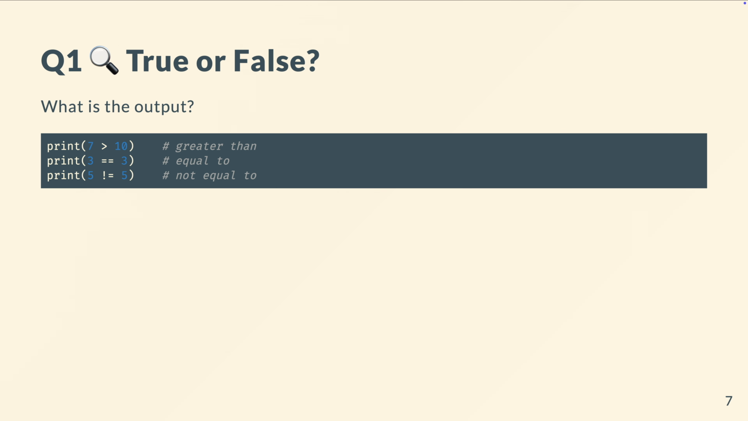Now, question 1. What is the output of these three print statements? First, print 7 greater than 10. Second, print 3 double equals 3. Third, print 5 not equal to 5. Pause and predict the three lines, True or False.